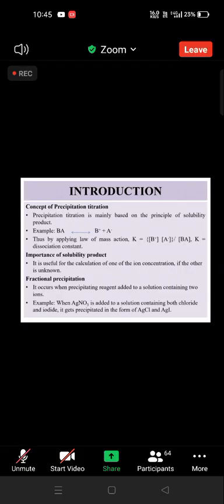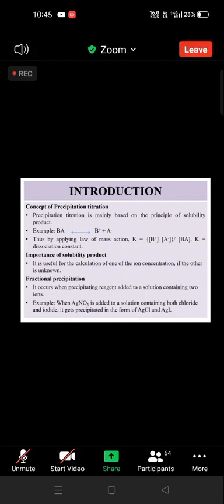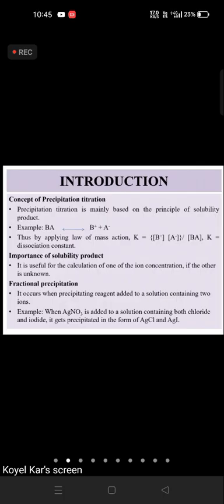Now suppose in a solution both Cl minus ion and I minus ion are present, and to that solution you are adding an external precipitating agent, that is silver nitrate. When you add silver nitrate, it will react with the Cl minus ion, leading to the formation of AgCl, and it will also react with the iodide ion, leading to the formation of AgI. This process is known as fractional precipitation. Clear or not?